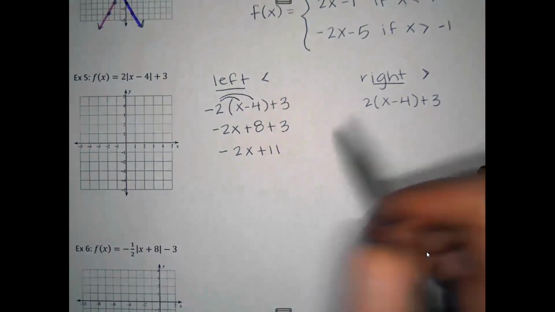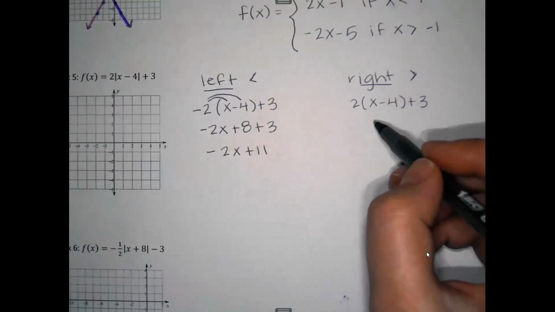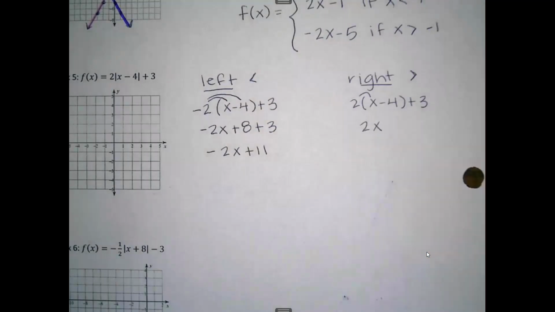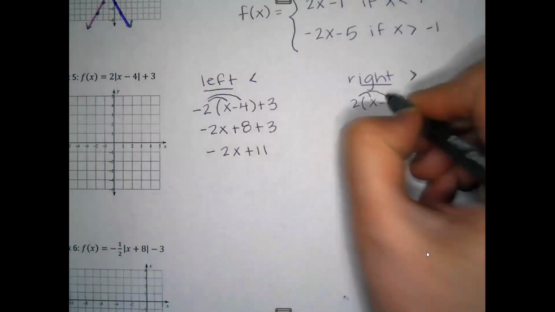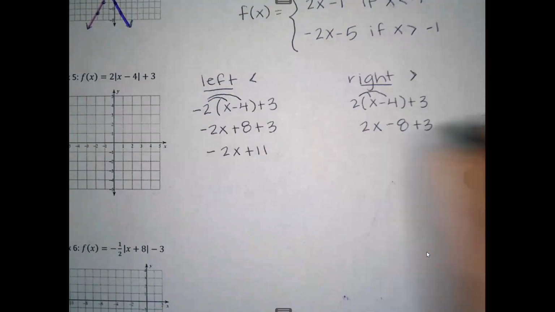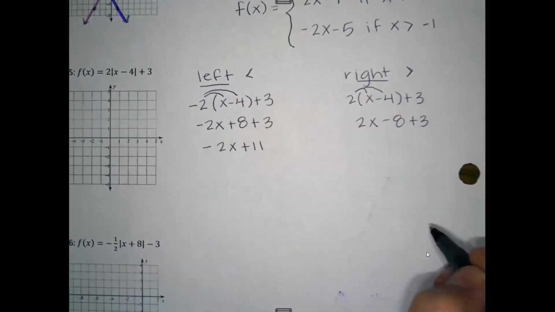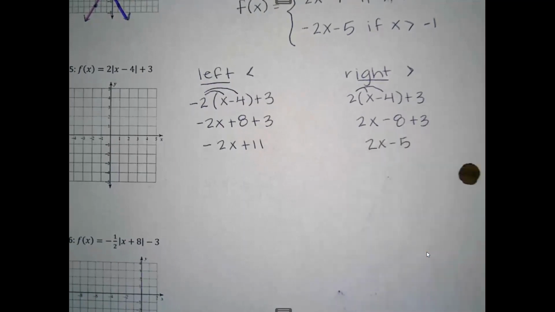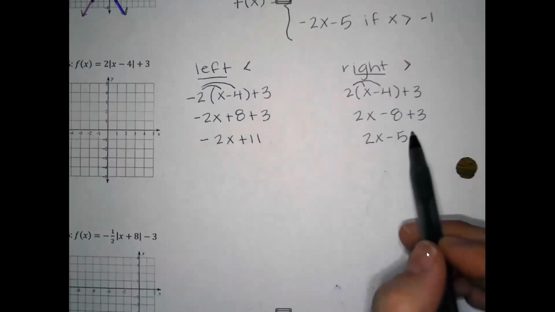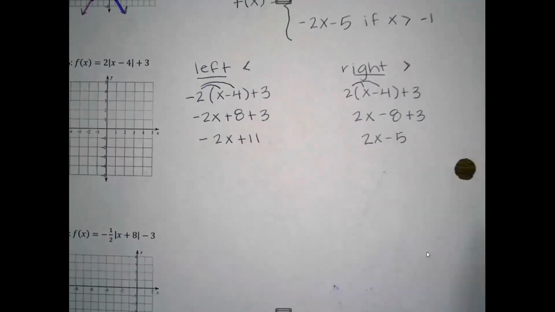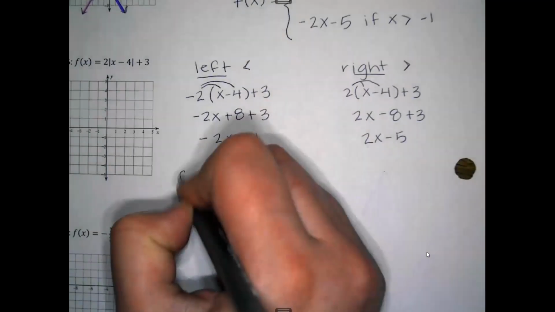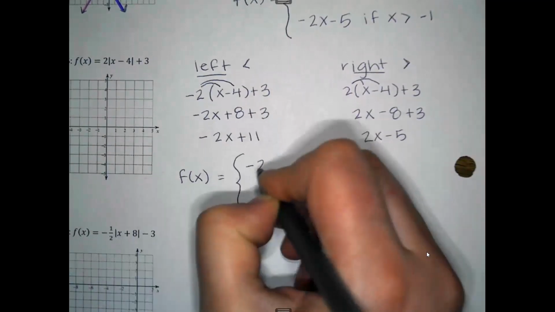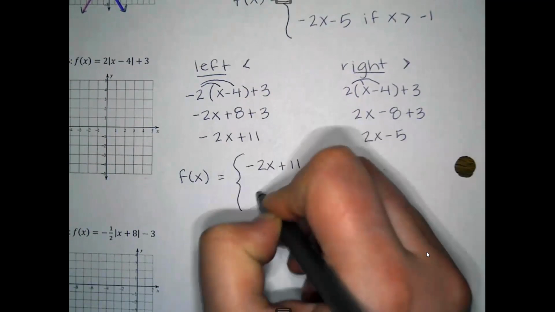Okay. And then over here, what do we do? Distribute. 2x, and then what? 2x minus 8 plus 3. And then what do we have? 2x minus 5. They tricked you. How come it's not 11? Negative and positive. Okay. So now let's start writing our equation. We got the left side. We got the right side.